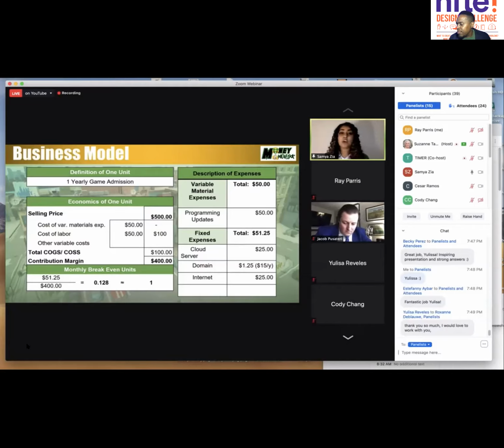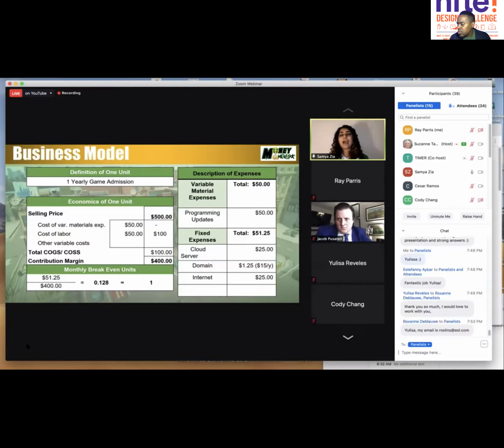So I actually sell my game for $500 for one yearly game admission. My variable material expenses are $50, with my fixed being $51.25. My cost of goods is only $100, so I have a $400 contribution margin. And to break even, I only need to sell 1 unit monthly. Next, please.